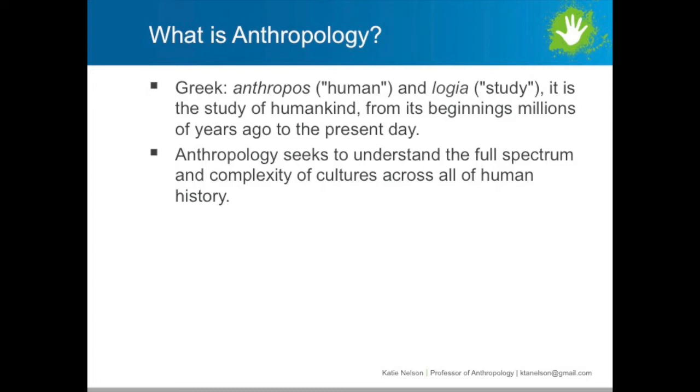Slide 3. So what is anthropology? The word anthropology comes from the Greek anthropos and logia, which means essentially the study of humans. So it is, in fact, the study of humankind. And it ranges from humanity's very beginnings millions of years ago to the present day. So anthropology seeks to understand the full spectrum and complexity of cultures across all of human history. It's a very broad discipline.